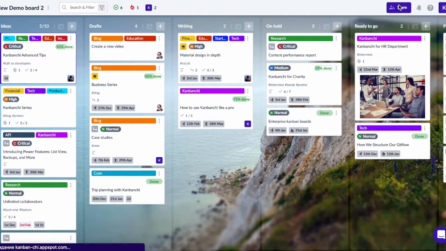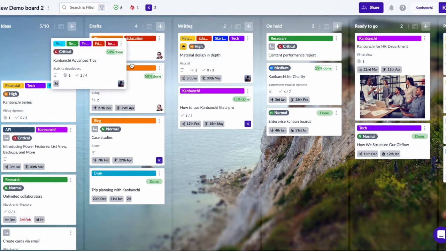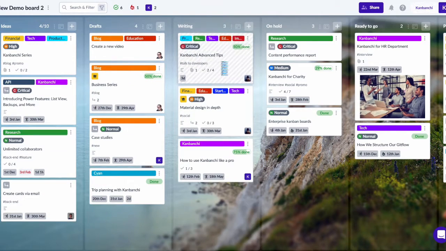By doing this in one space, it helps to promote communication across projects so you can understand how everyone's work fits into the big picture.